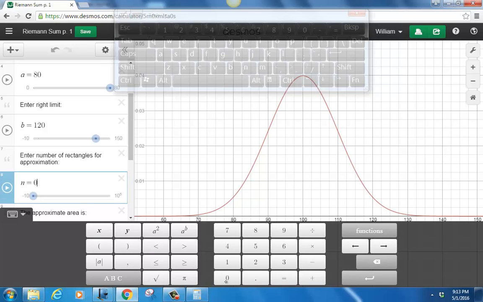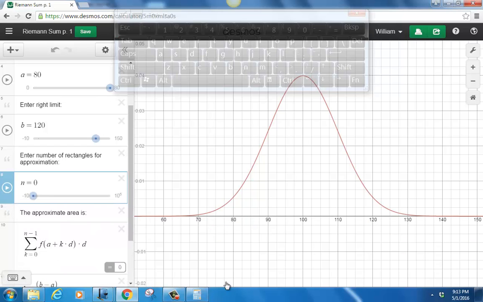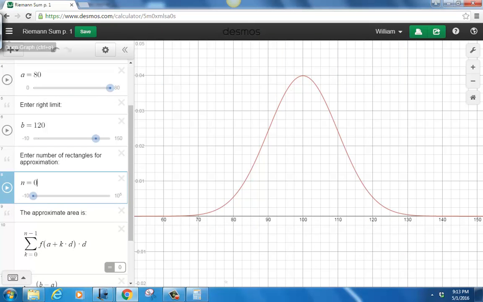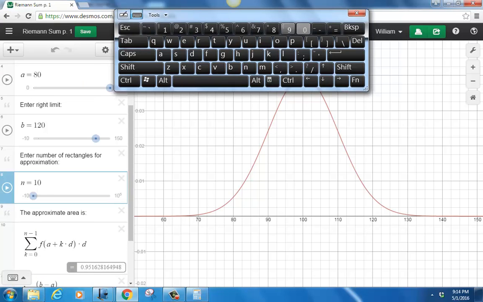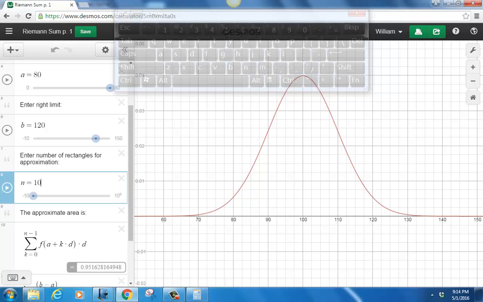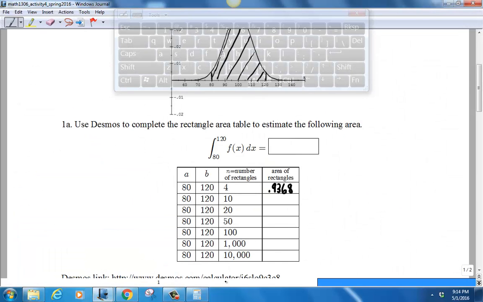Okay, so when we increase the number of rectangles to, that's 0, so that's not the right number of rectangles. So when we increase that number of rectangles to 10, notice that gives us a little bit better estimate for the area. Now it looks like it's about 0.9516. So let's fill that in our sheet there. And now we can see that actually it's closer to 95% of the population has IQ between 80 and 120.